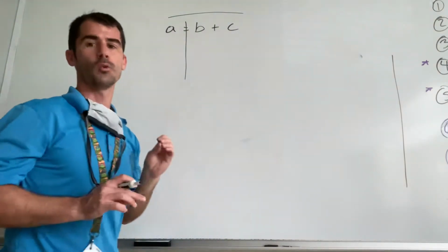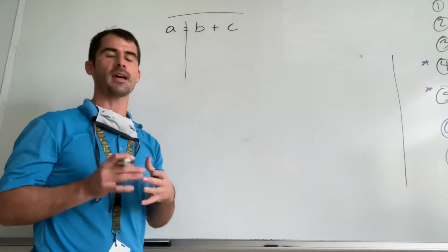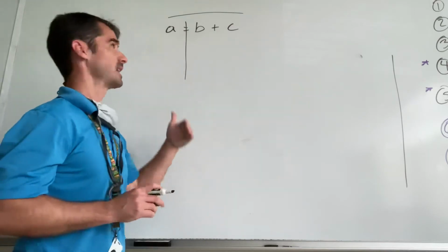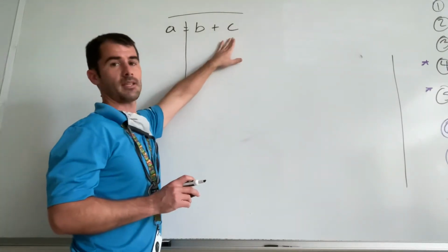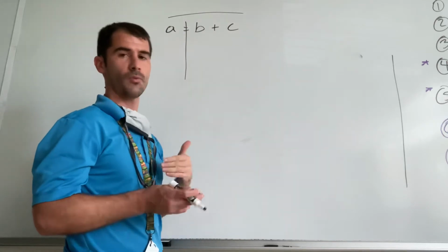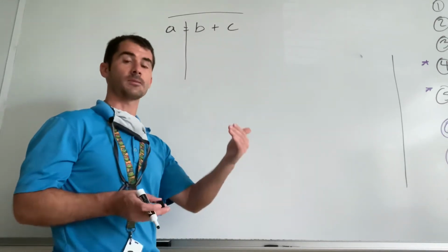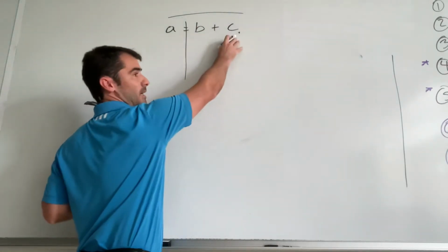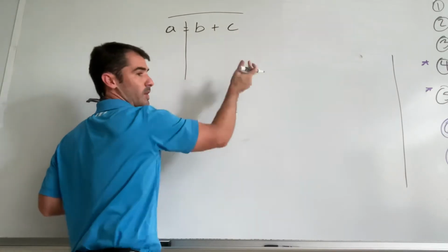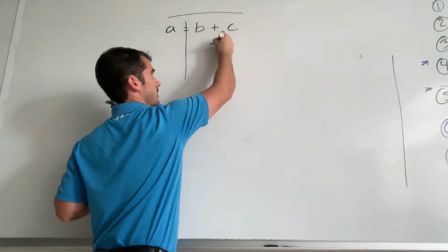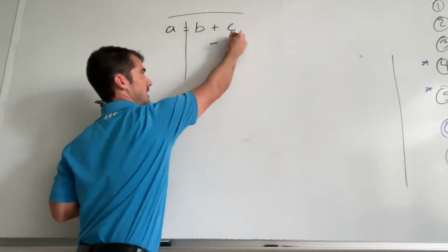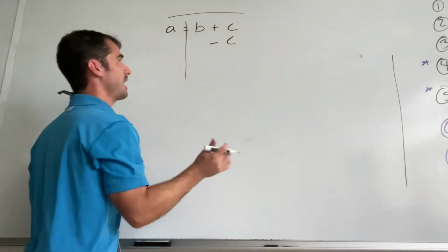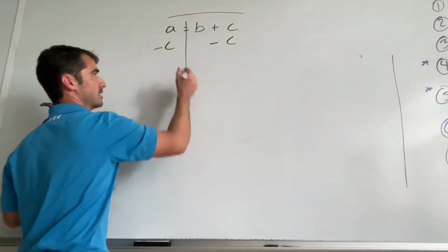Now here's the thing. You want to do what you have to do to get rid of that number entirely. If I were to add c, the opposite of that would be to subtract c. So if I had 5 and I subtracted 5, it would be gone. Most of the time, if you are adding something, the way you're going to get rid of it is subtracting it. So if I am going to subtract c, I'm now taking c away from this side. In order to keep this an equal statement, I've got to subtract it from both sides.